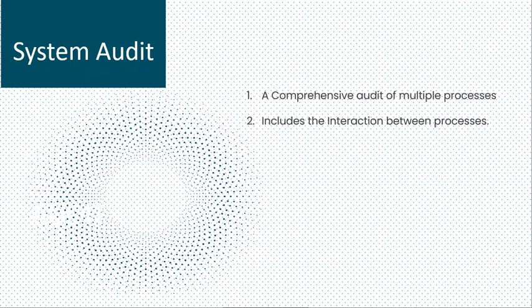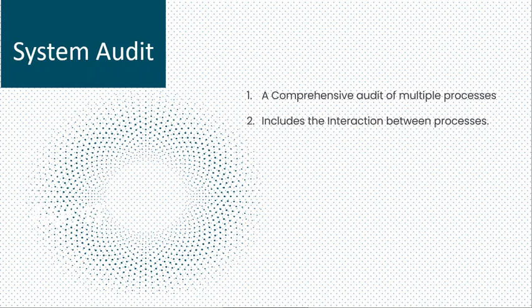But when it comes to the system audit, you look at the middle area as well. The interaction between the processes: how the sales information is passed on to the design group, how the design group receives that information, interprets that information, and so on. So here you look at the interaction between the processes, between the interdepartmental processes, when it comes to the system audit.